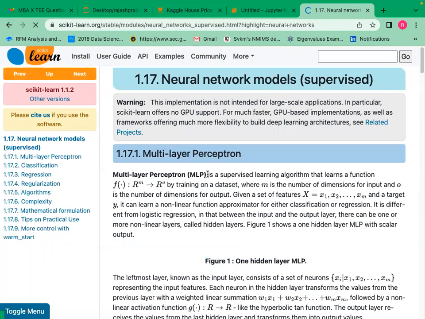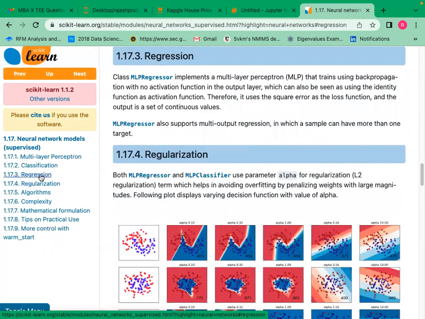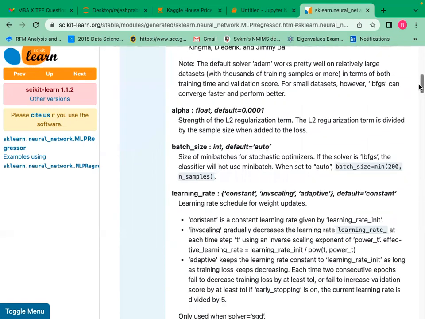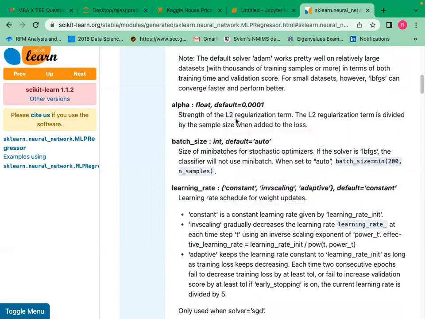So neural networks, supervised multilayer perceptron, regression, MLP regressor, see here, alpha. Got it? So multiple linear regression, additional things are there. Logistic regression, you can define the penalty, and neural networks, you can define the alpha. If you scroll down to alpha, see here, L2 regression, strength of the default is 0.0001 penalty, lambda. L2 regression term is divided by the sample size when added to the loss. So this is where you can look at.